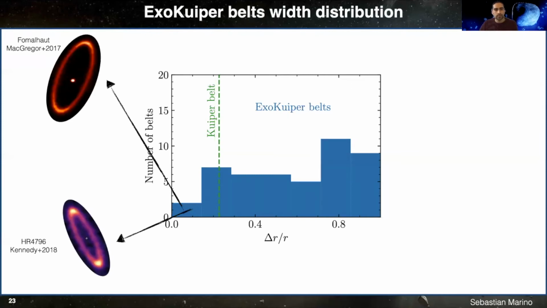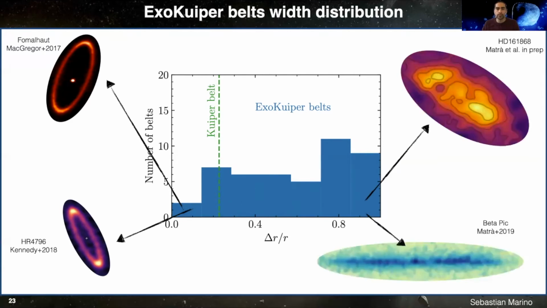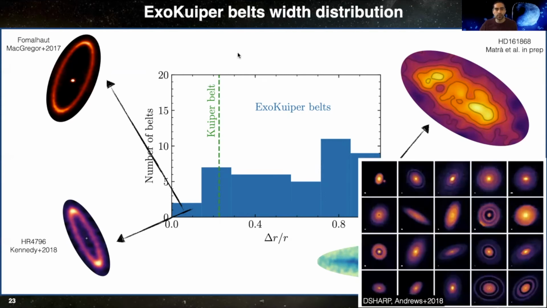What we have found is that most disks are actually not narrow like the ones shown here, like Fomalhaut or HR 4796. Narrow disks are very rare. Most disks tend to be very wide, like the ones over here and Beta Pictoris. So Beta Pictoris is a good example of a wide disk. Most disks are actually much wider than the Kuiper belt. Okay, and this is very interesting because when we look at protoplanetary disks and the rings that we are finding in them, like the ones in the DSHARP survey, those rings, if we put them in this plot, are much narrower than exo-Kuiper belts.